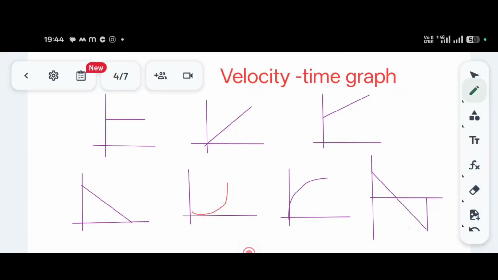Now coming to the next type of graph, that is the velocity time graph. Here along the y-axis we will take velocity, and along the x-axis we are going to take the time. Hence it is known as the velocity time graph. I hope you are understanding. So take a book and pen and please note this down.